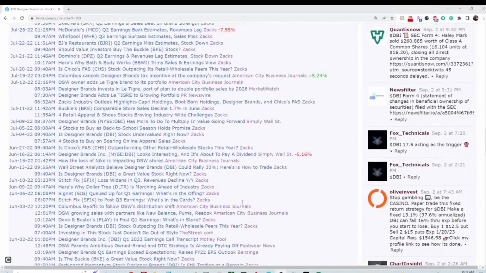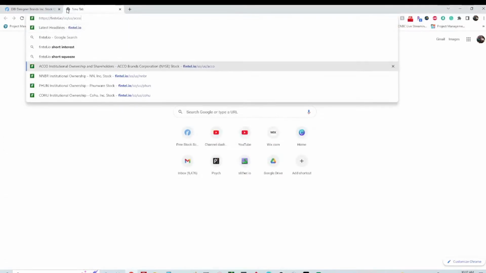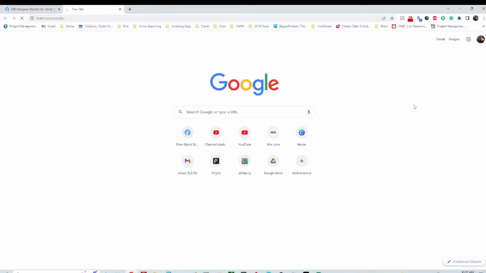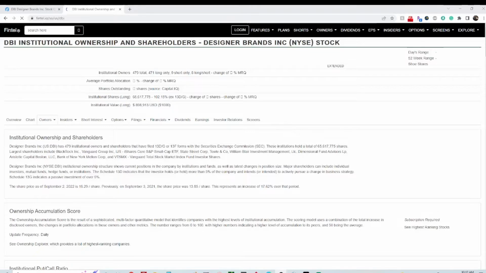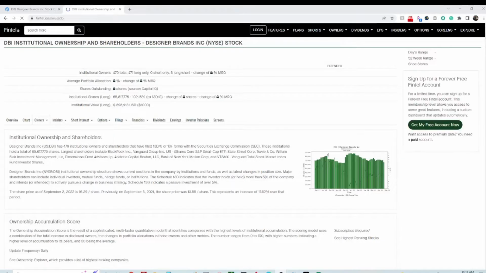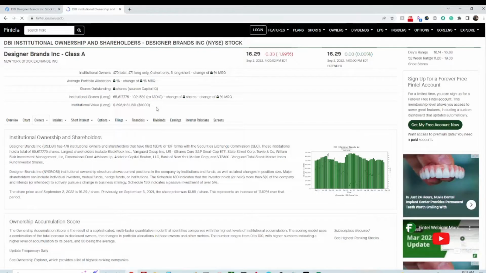So let's just look at hedge fund activity really quick. We're going to do Fintel and we want to do DBI. This is going to show us the institutional ownership in terms of value. So the page has loaded. We can see the institutional value is 898 million. It's not as high as the 1.16 billion that Finviz was showing. So this is kind of something to be aware of.